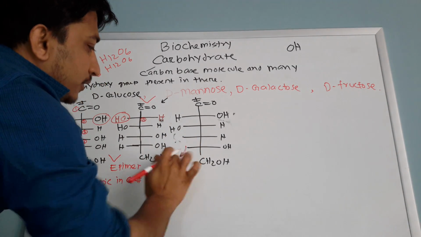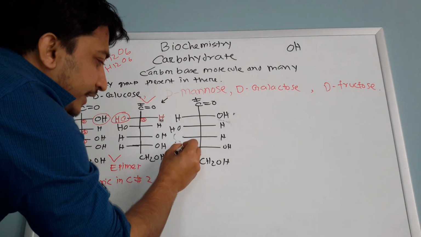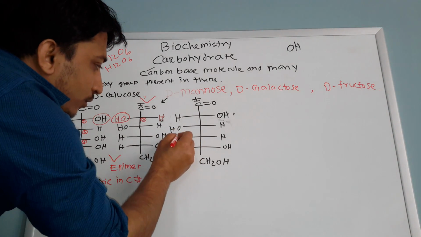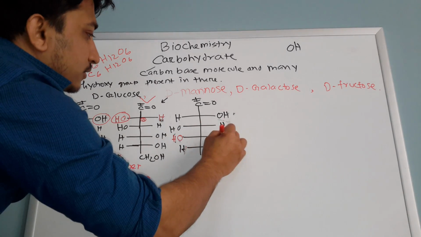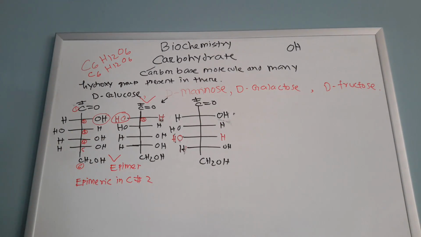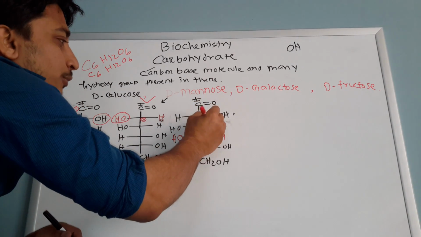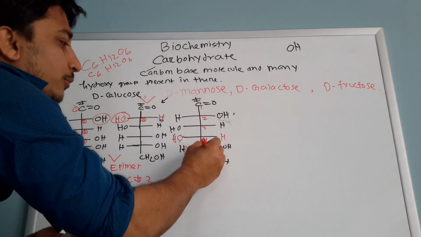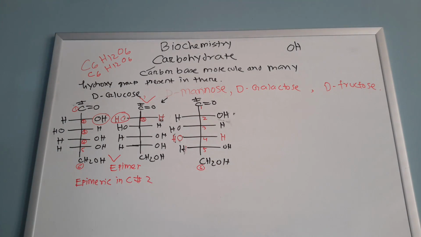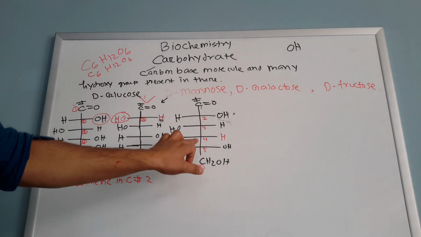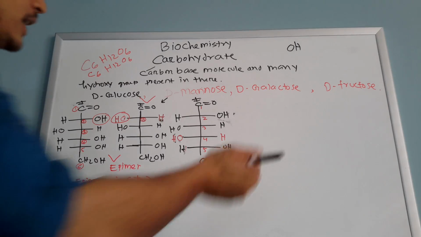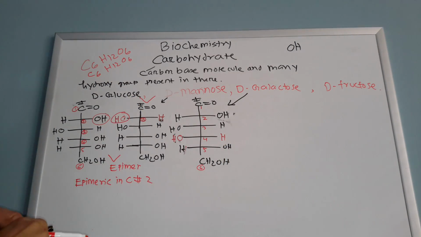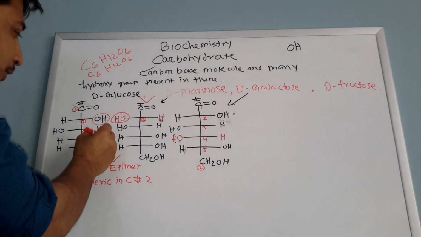I'm trying to draw this one with red color, so you can very easily understand. So look right now, OH and this one is H. So look right now, what is the epimeric difference for D-galactose? Right now you know how you can find your epimeric difference. This is carbon number 1, this is carbon number 2, this is carbon number 3, this is carbon number 4, this is carbon number 5, this is carbon number 6. The only difference is in carbon number 4. Carbon number 4 OH is on the right side, but in D-galactose OH is on the left side. The difference is between what?